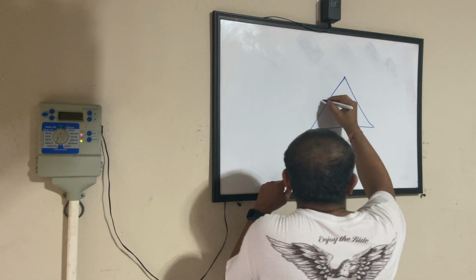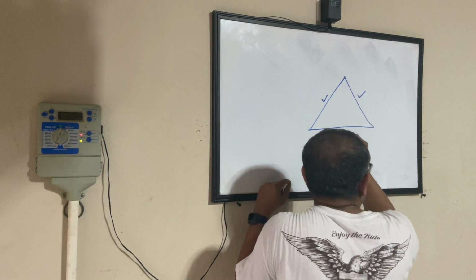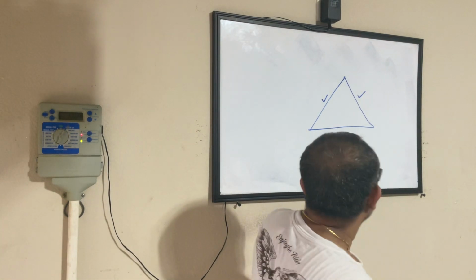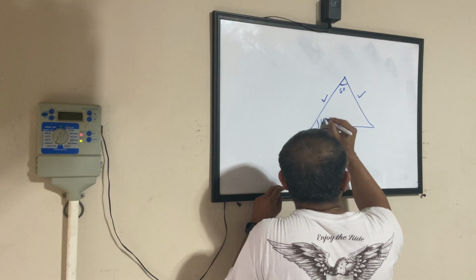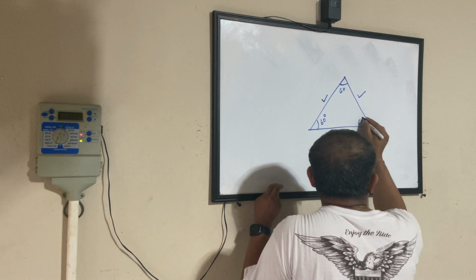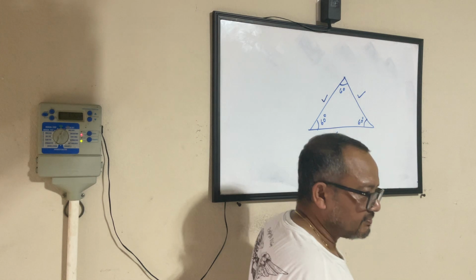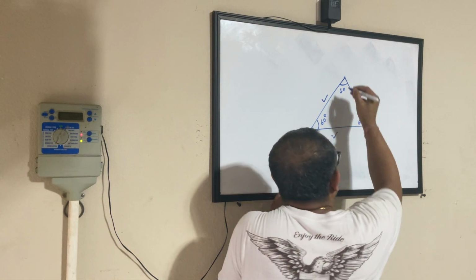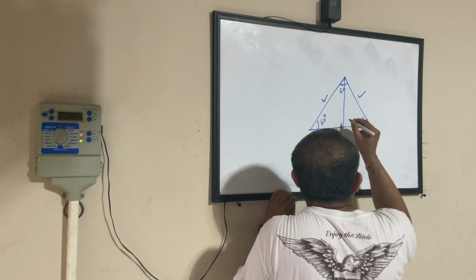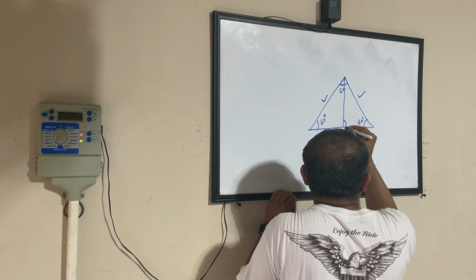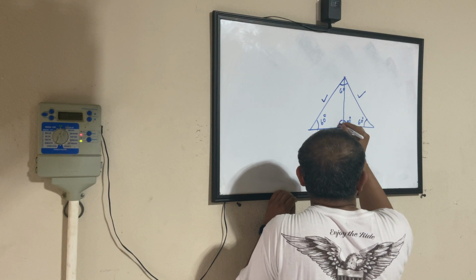It's an equilateral triangle, meaning this side and this side are the same. Okay? And the other thing that we know is this is 60 degrees, this is 60 degrees, this is 60 degrees. This is the property of an equilateral triangle. If I drop a perpendicular from this vertex to the opposite side, meaning this angle is 90 degrees and this angle is also 90 degrees.